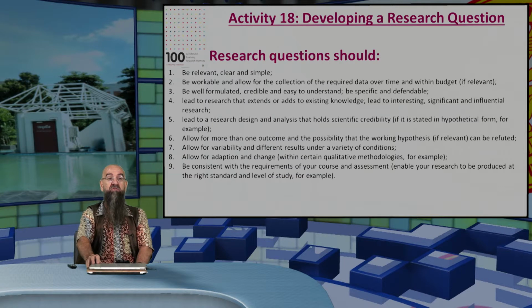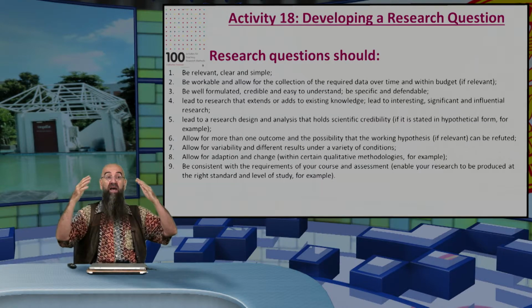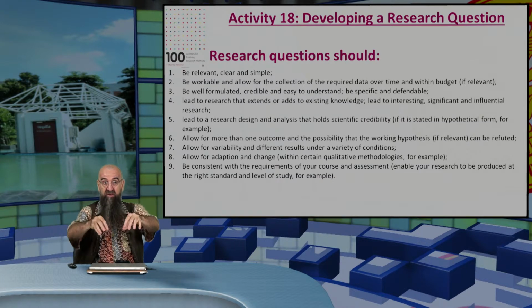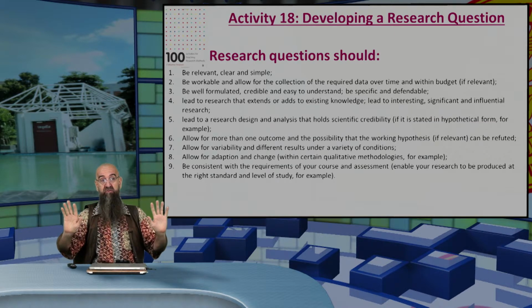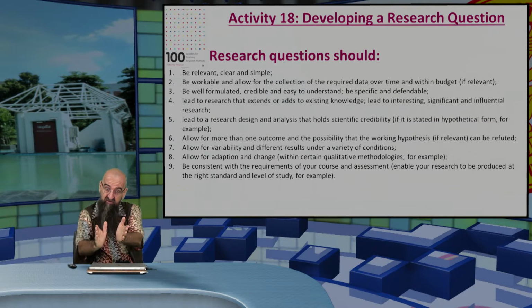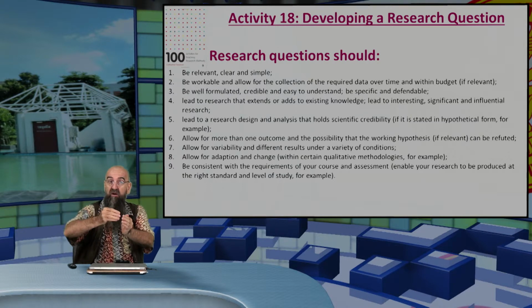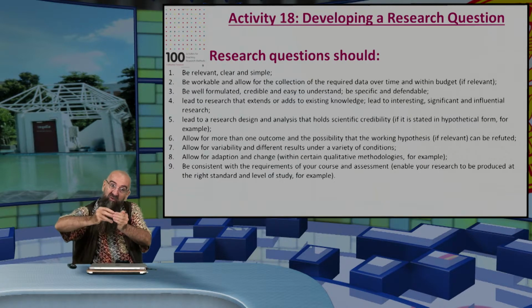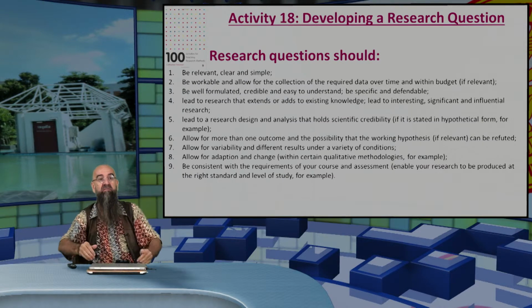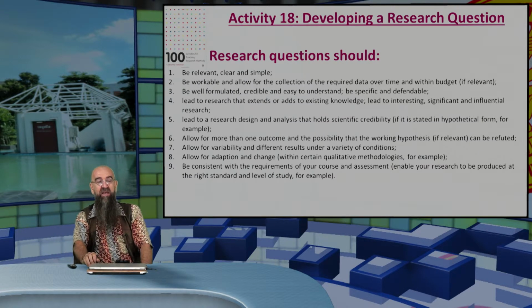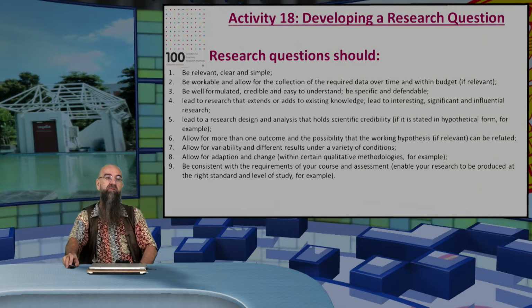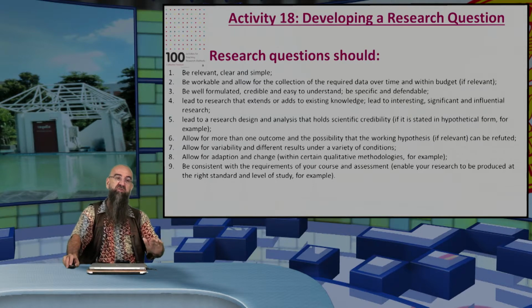And so a research question should allow for, when you start a research project, you have an interest, you have a question, you have aims and objectives, you narrow that down to a question. You start to collect information and you realize that actually you need to tweak, not completely change, but adapt your question because you have seen a lot of interesting evidence. And lastly, a research question should be consistent with the requirements of your course and assessment. That is an important point. So this is what a research question should be like.